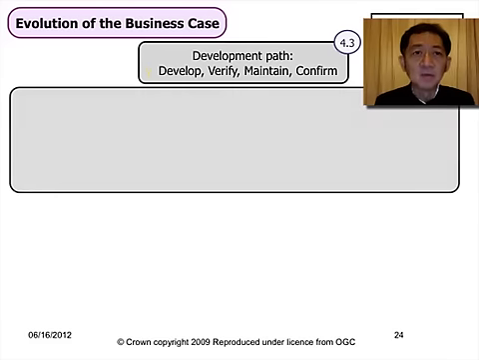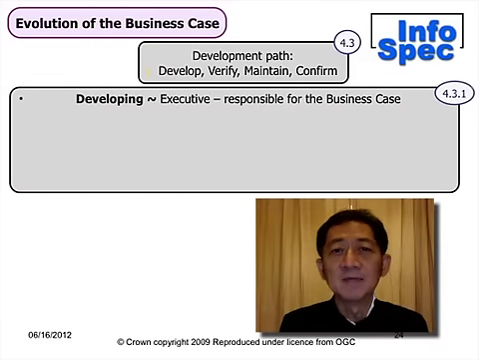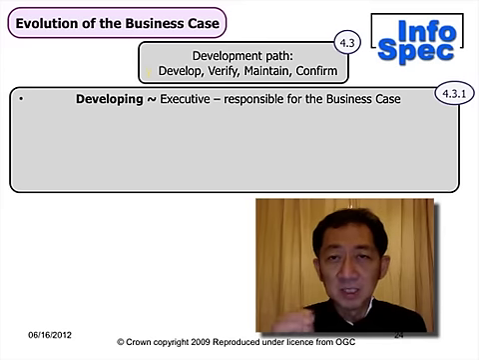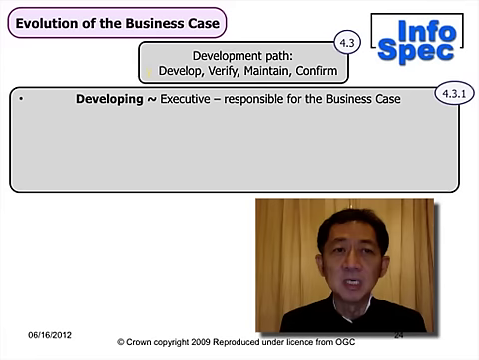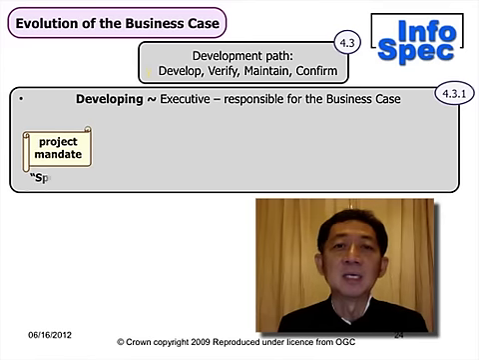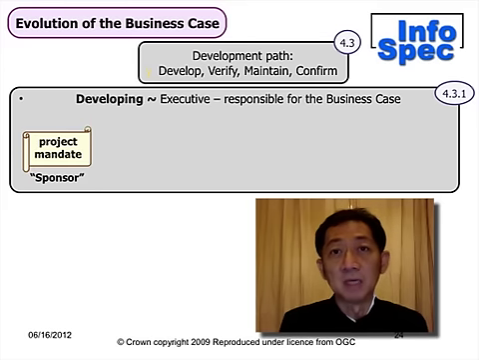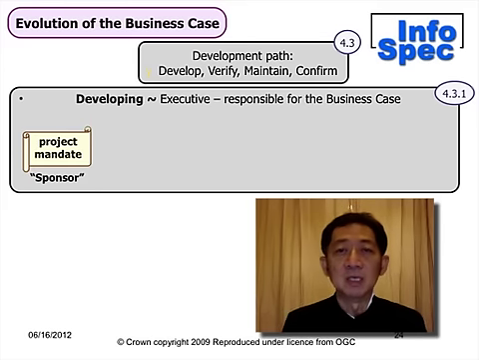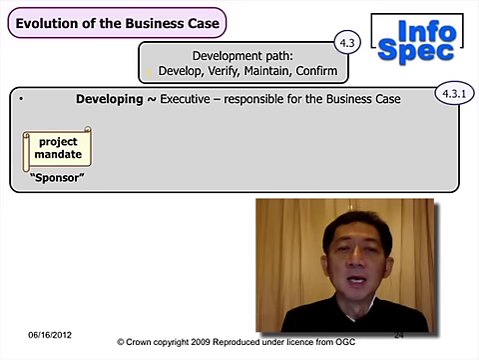Here's a quick rundown of the evolution of the business case from the beginning to the end of the project. The executive is responsible for the business case. Now, it doesn't mean that the executive does all the work to prepare the documentation of the business case, but he or she is responsible for making sure that it exists and that it is properly developed and maintained. The project mandate, of course, comes from what we generally in the project management circle refer to as the project sponsor. That can refer to all kinds of job titles, but you know what that is.